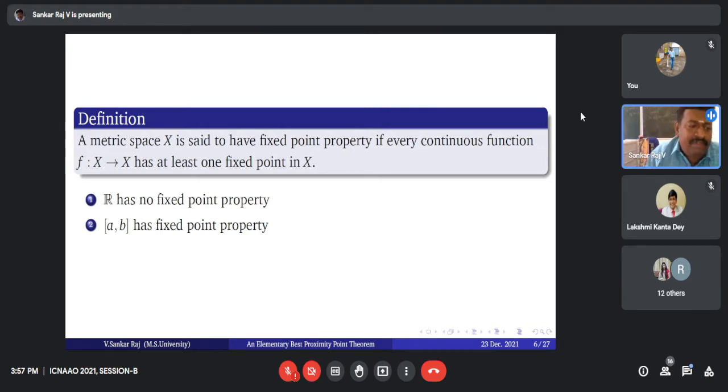Brouwer's fixed point theorem for one dimension is nothing but the intermediate value theorem. These two theorems are equivalent. The intermediate value theorem as well as Brouwer's fixed point theorem are equivalent in R. So, this will have a fixed point property.